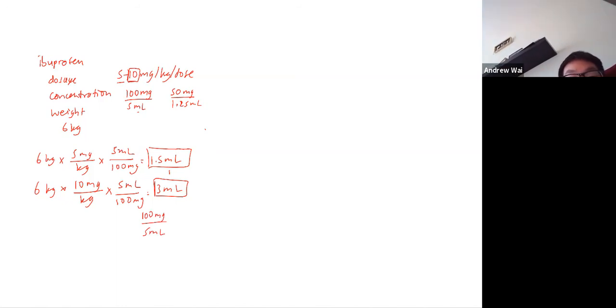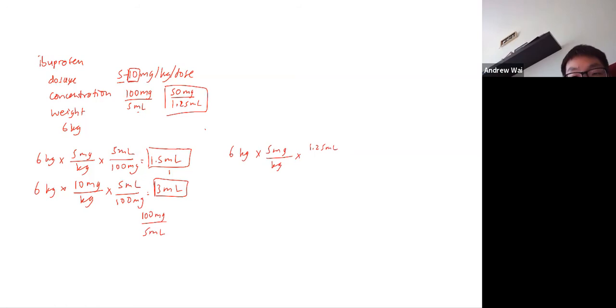Now let's say you actually had only this one. So we'll practice with that one here. So let's go 6 kilograms times 5 milligrams per kilogram times 1.25 mLs per 50 milligrams. Okay, and that equals 0.75 mLs.